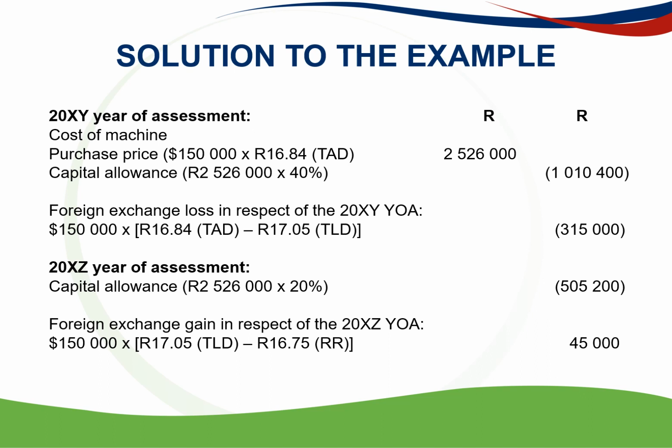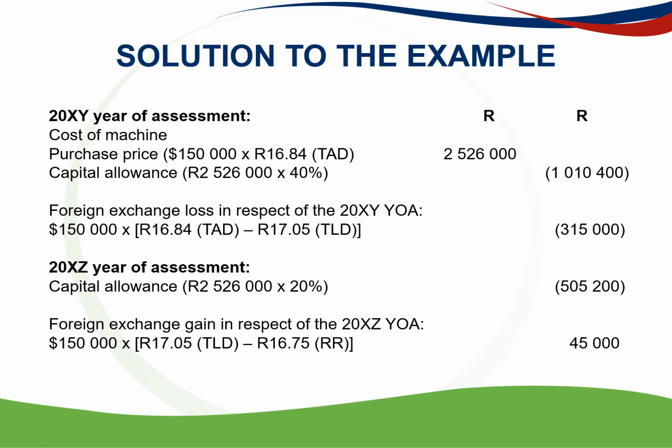Now we move over to the foreign exchange loss in respect of the 20XY year of assessment. If we take the $150,000 US, we need to multiply it first of all with the R16.84, which is your transaction date, the 10th of December, and we need to deduct the R17.05, and this is your translation date, which is the end of your year of assessment, 31 March 20XY. The reason is we need to determine it for this specific year of assessment, and the payment was only made in the following year of assessment, the 20XZ year of assessment. So therefore, the foreign exchange loss for the 20XY year of assessment will be R315,000.